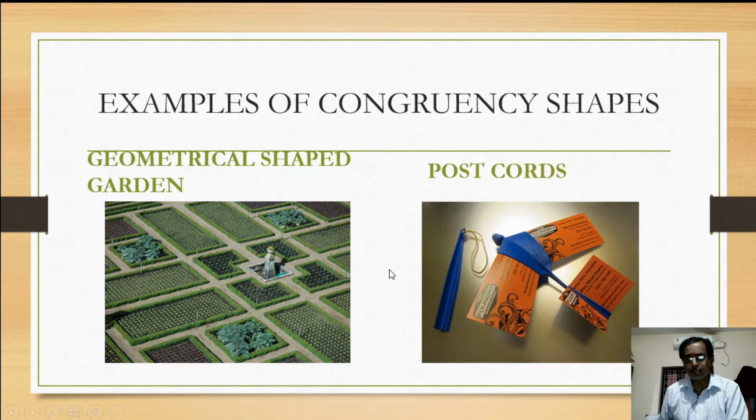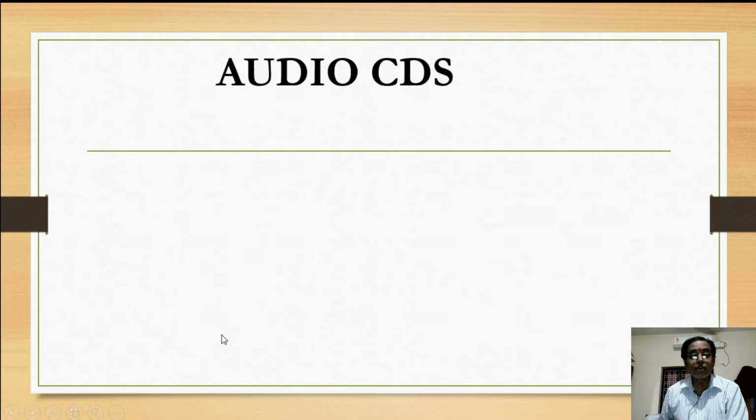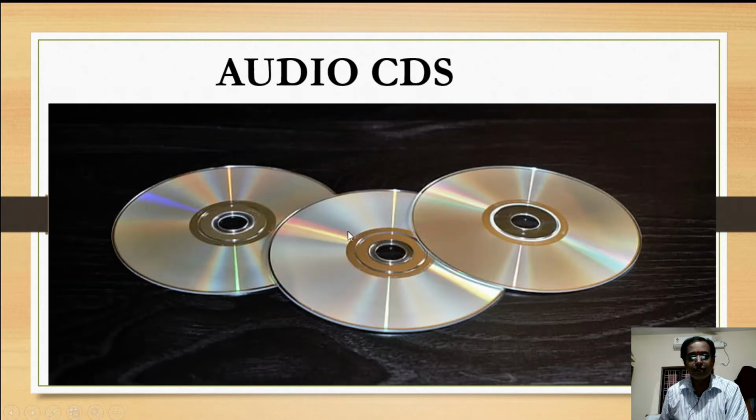Now postcards also. These postcards seem alike, congruent in shape, that is the same size and same shape. Now next, audio CDs. These all look the same, with the same shape and same size.